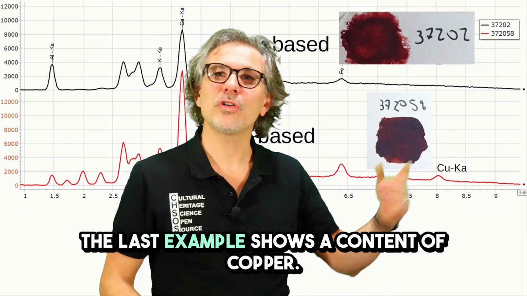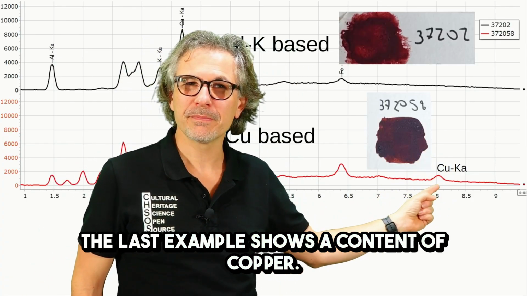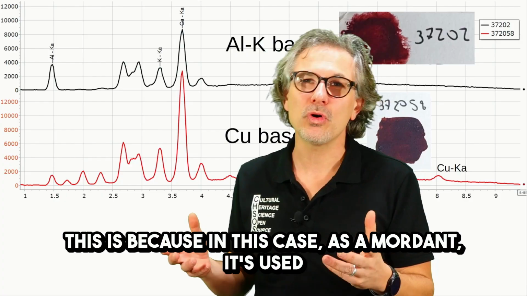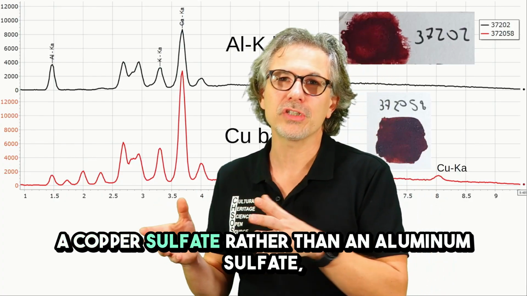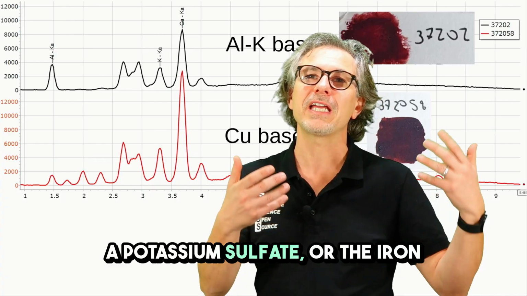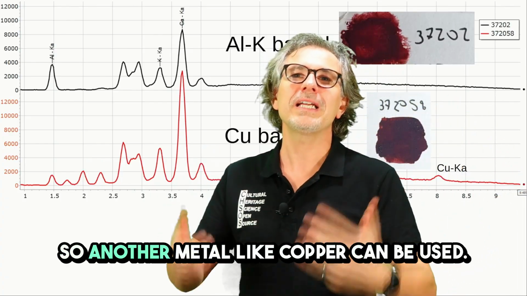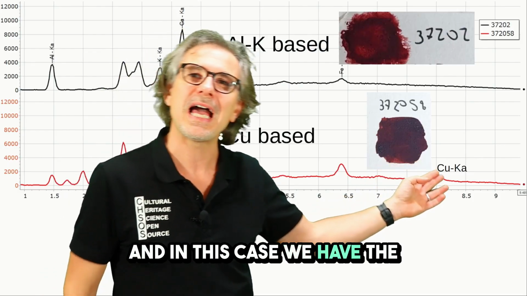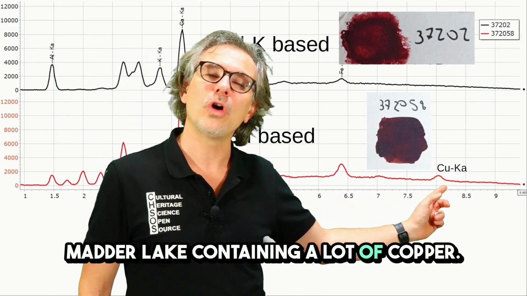The last example shows a content of copper. This is because in this case as a mordant a copper sulfate is used rather than an aluminum potassium sulfate, or the iron sulfate that we saw before. So another metal like copper can be used, and in this case we have the Madder Lake containing a lot of copper.